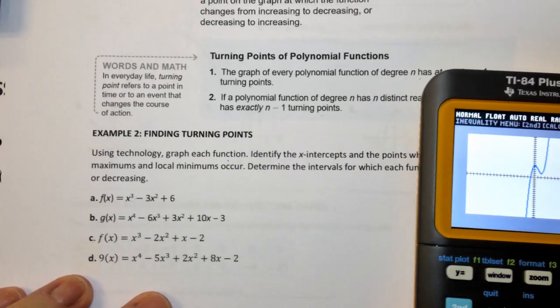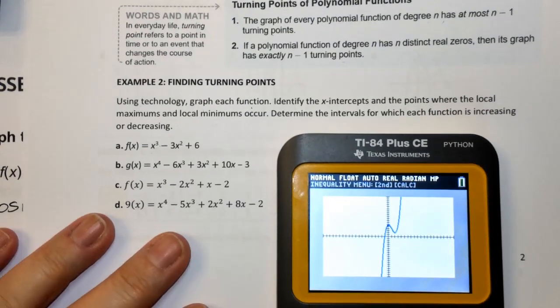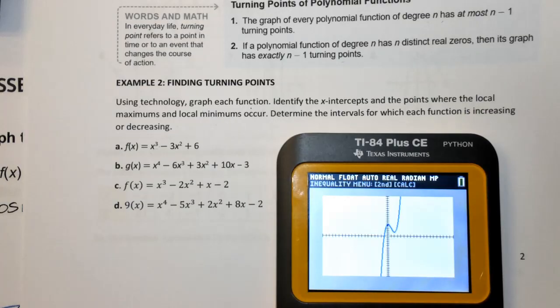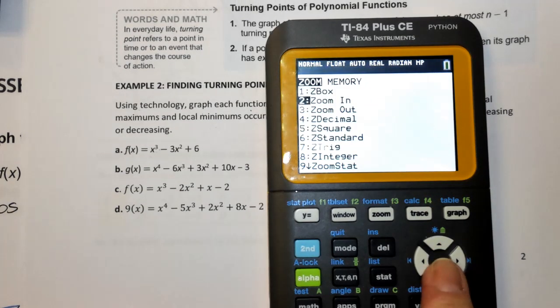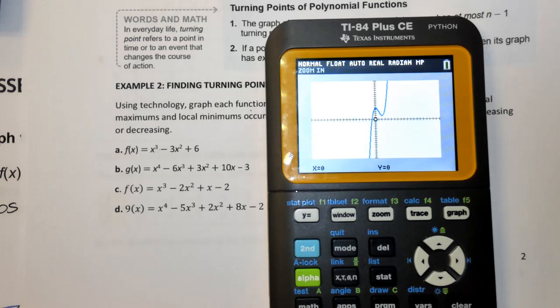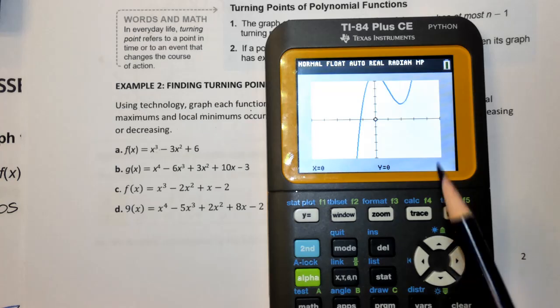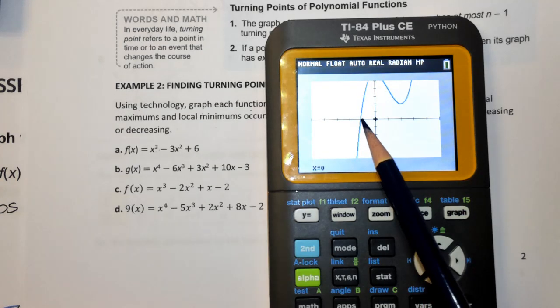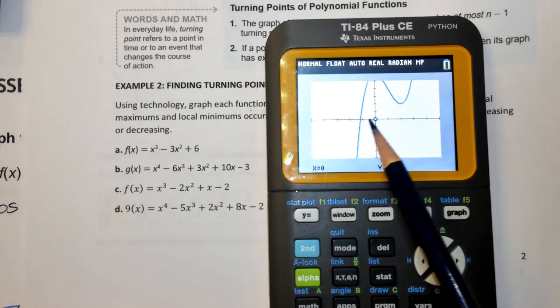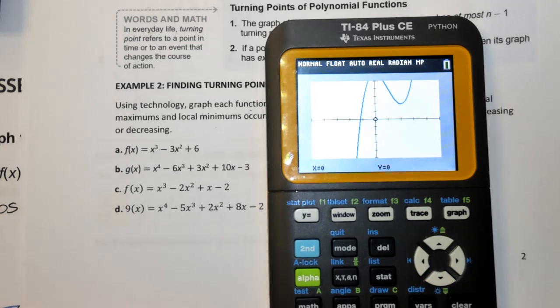All right, so what did the problem tell us to do? We need to identify the x-intercept. So I'm going to zoom in. I'm going to hit the zoom button, go to zoom in, and hit enter, enter, and it will zoom in for us. All right, so this will help us with some. I need to see a little further up here for one of the turning points, but we can see that the x-intercept is right here. It's a little left of -1.